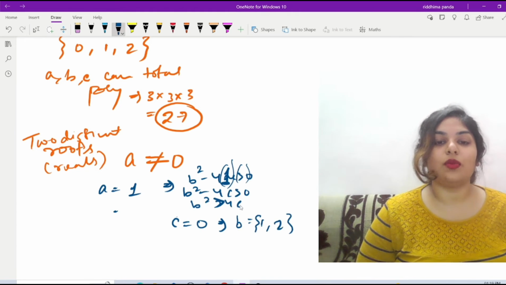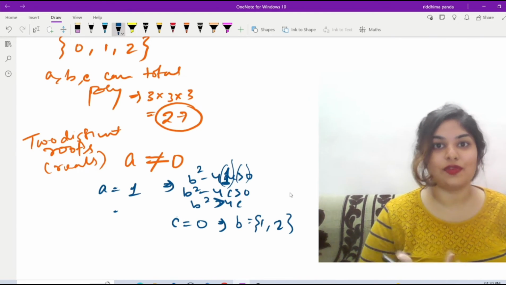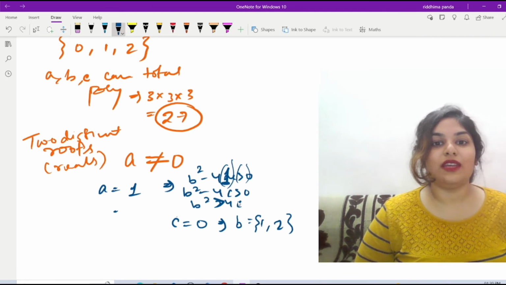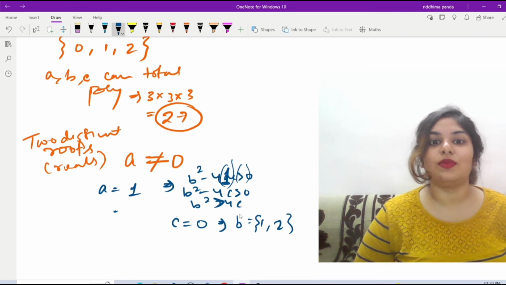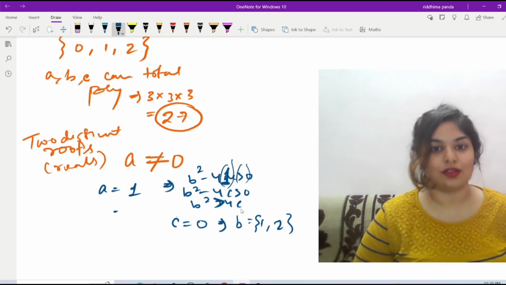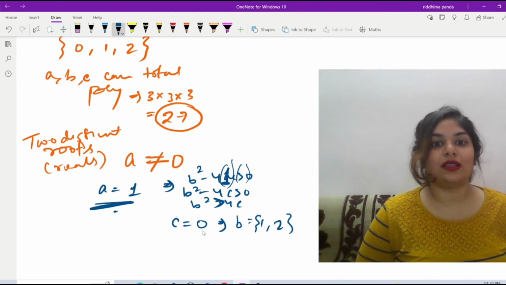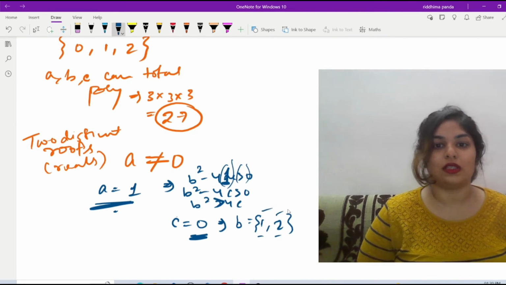Why can we not use c as 1 or 2? Because if c is 1, then b square is greater than 4. That means the value of b should be greater than 2, which is not possible because we have only 0, 1, 2. Similarly, if the value of c is 2, then 4 twos are 8, so again b should be greater than 2. So in order to be within 1 and 2, c should take the value 0. So if a is 1, c can take this value, and b can take any value 1 or 2. Right? So there are two possibilities here.